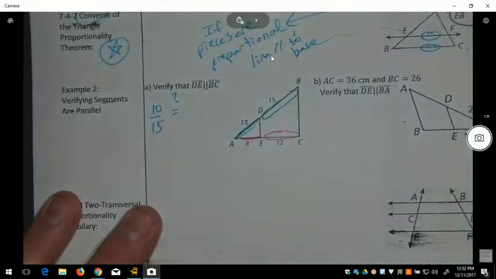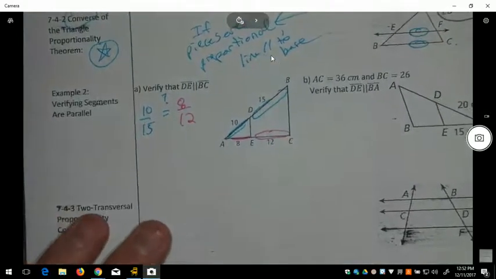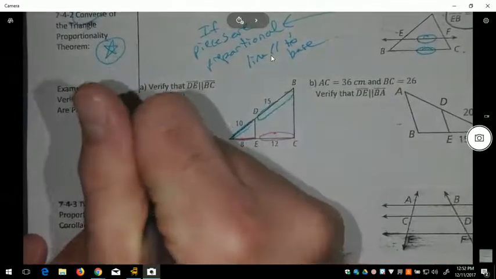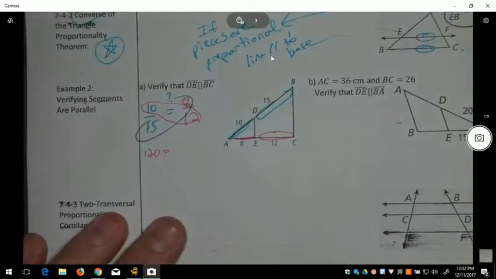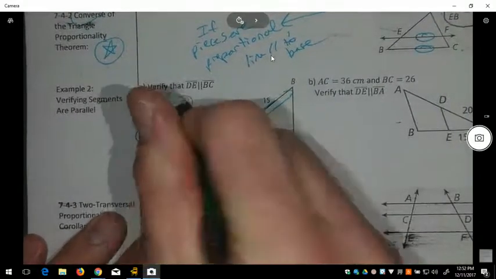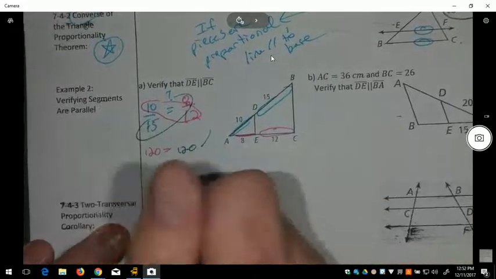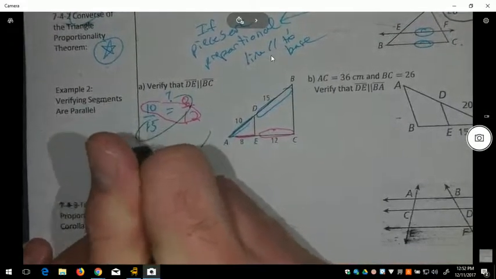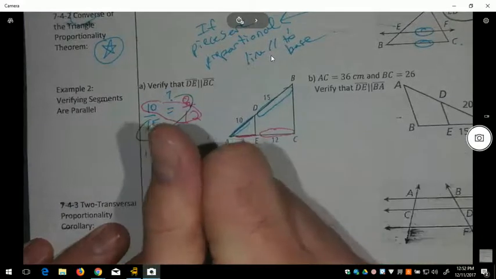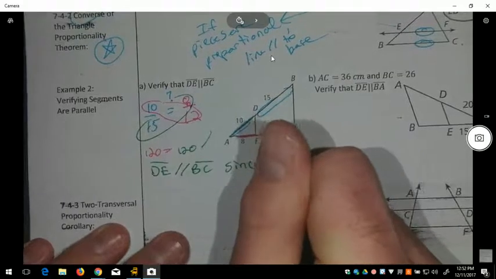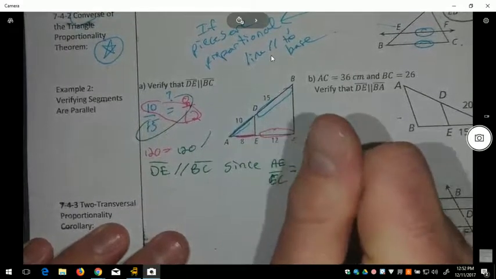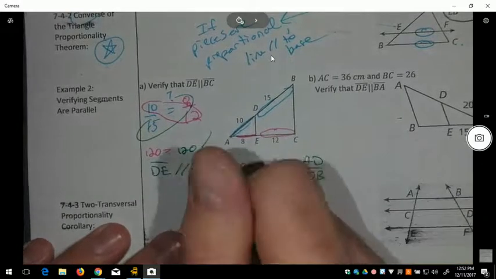10 over 15, and we're testing, is that equal to 8 over 12? Well, you can either reduce these as fractions or cross multiply. Here I get 120 when I cross multiply. Here I get 15 by 8 to be 120 as well. So they are proportional. So we can say DE is parallel to BC since AE over EC equals AD over DB.